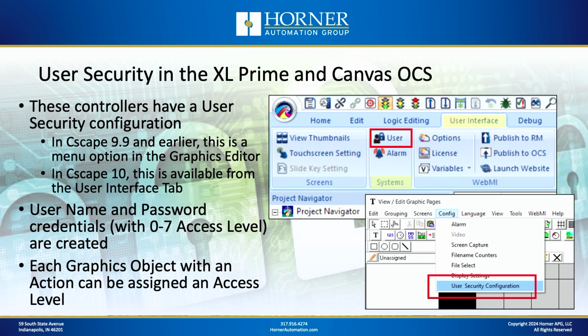Now, as I've mentioned already, the Excel Prime and Canvas OCS have a canned user security capability built into them. If you're using Cscape 10, which you should be by now, it's a great product, you can access this from the User Interface tab, then by pressing the User selection from the System setting. If you're still using Cscape 9.9, you can access User Security Configuration. You'll just have to go to the Graphics Editor, and then under Config, select User Security Configuration.